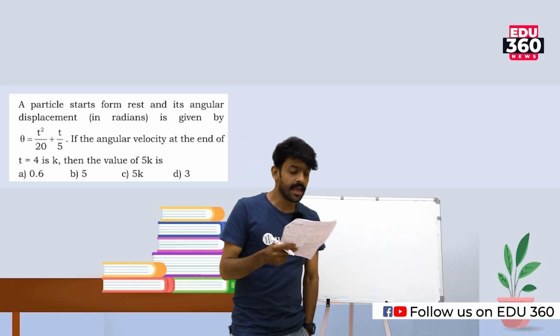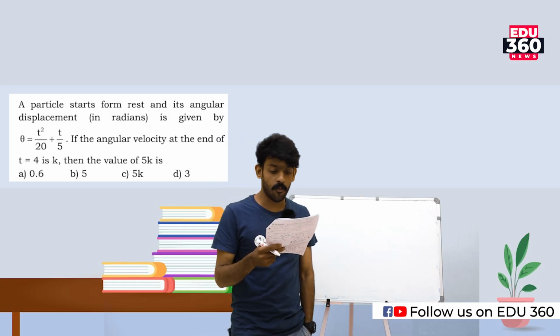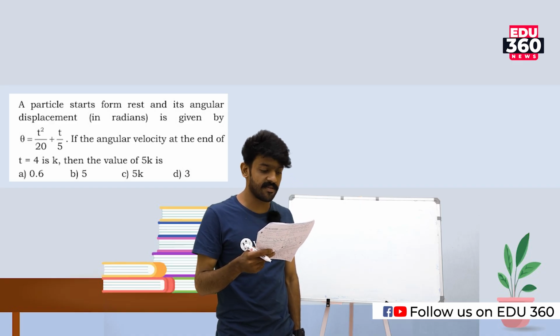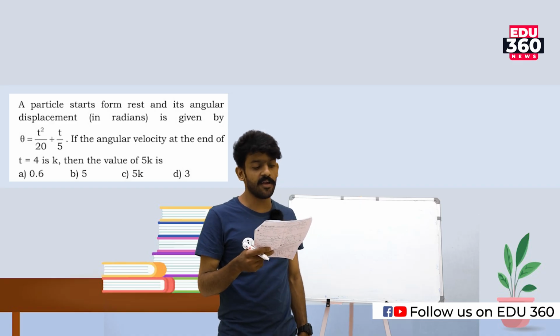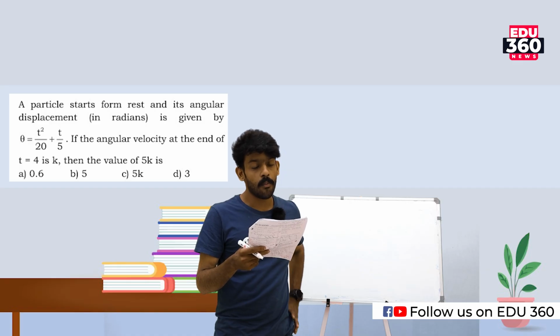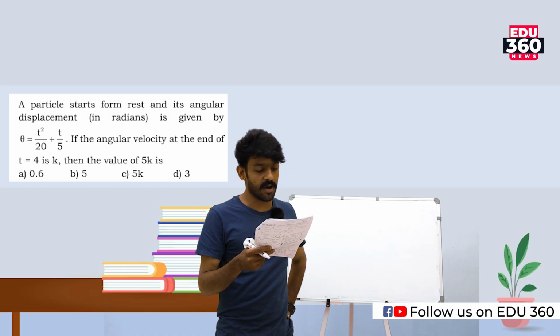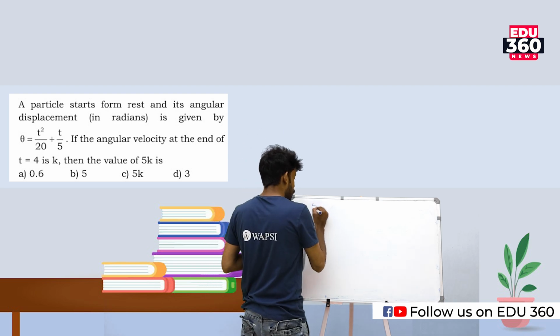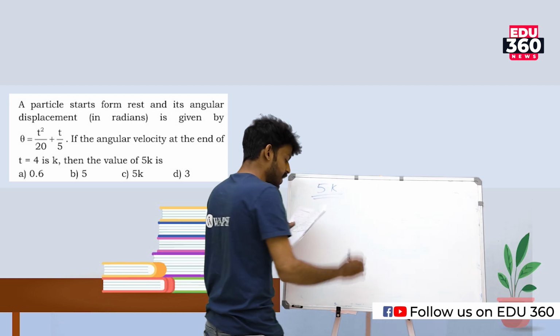The question is that a particle starts from rest and its angular displacement, that is in radian, is given by theta is equal to t square by 20 plus t by 5. So if the angular velocity at the end of t is equal to 4 is k, then we need to find the value of 5k.